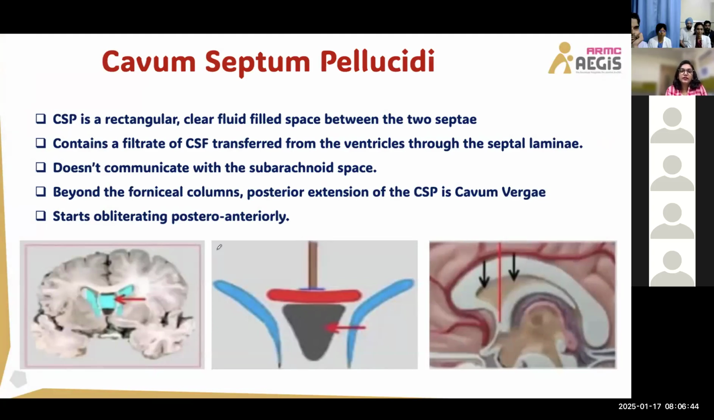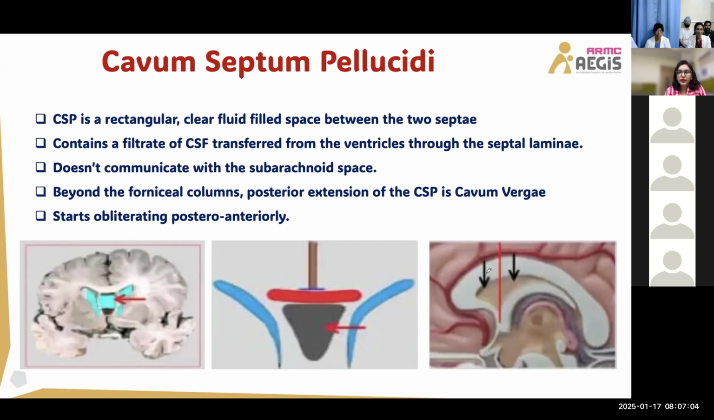So CSP is a rectangular clear fluid filled space found between the two septal leaflets. And the clear fluid here is actually not CSF, but it is in fact a filtrate of CSF that is transferred from the ventricles through the septal laminae. And this fluid does not communicate either with the subarachnoid space or with the lateral ventricles.